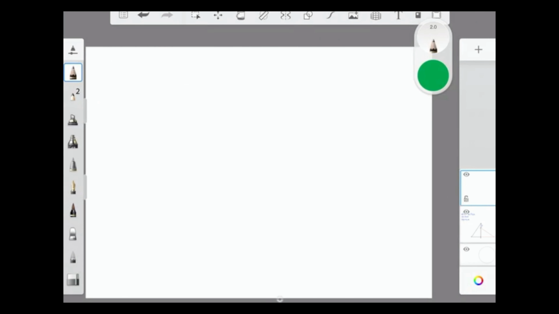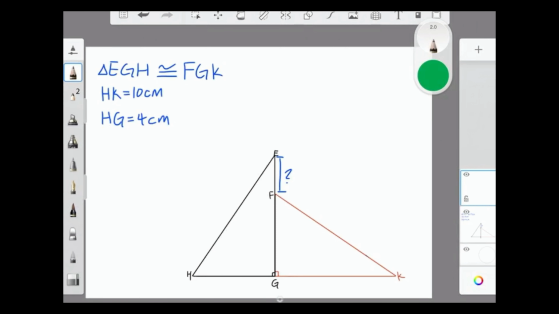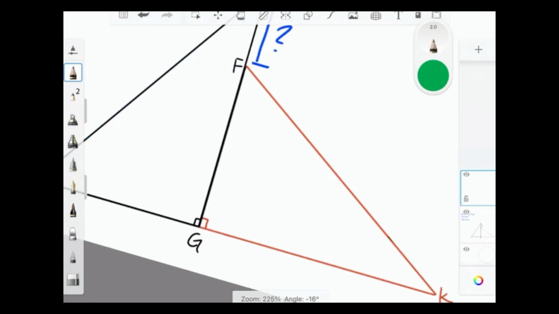Now you may or may not find the previous question easy, but now we're working backwards. So triangle EGH is congruent to triangle FGK. HK is equal to 10 centimeters. HG is 4 centimeters. The question is, what is the length of EF? Do you know how to solve this question? Well, I assume no, but anyways.